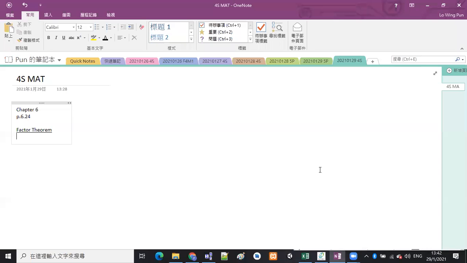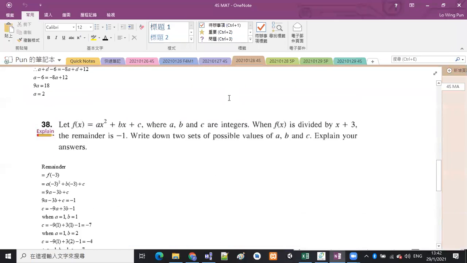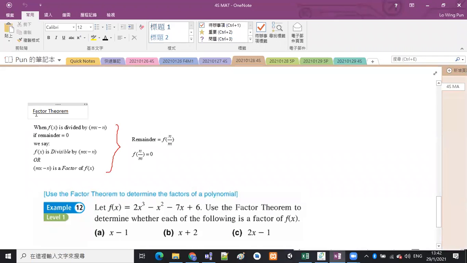So yesterday we were talking about the factor theorem. The factor theorem is basically a special case of the remainder theorem. Okay, so let me just open the OneNote. Yesterday, yes, about this factor theorem.